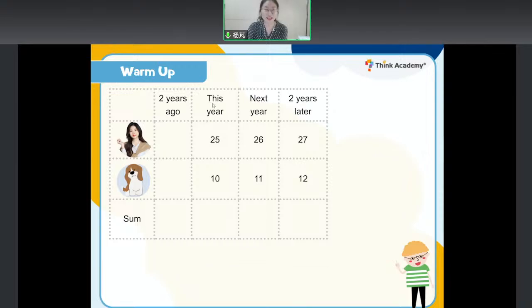Let's take a look. This year, I am 25. My dog is 10 years old. So we know the sum of our ages is 35. Next year, the sum will be 37. 2 years later, it will be 39. All right, do you find some pattern? If you know the pattern, can you tell me what the sum of our ages was 2 years ago? Be careful, 2 years ago.